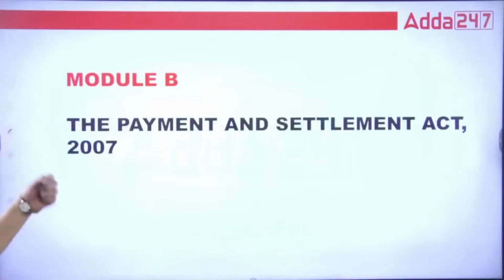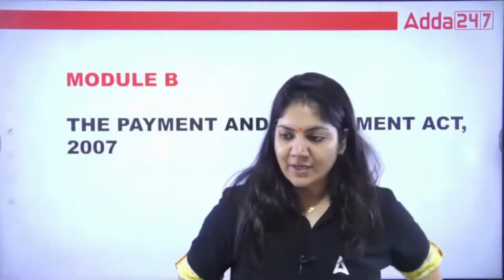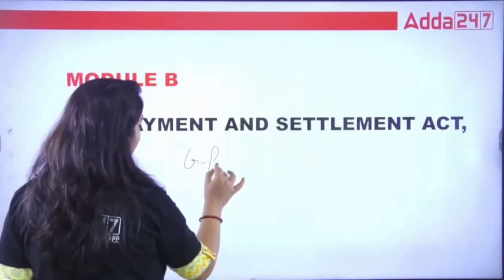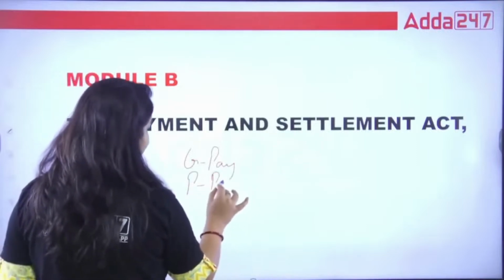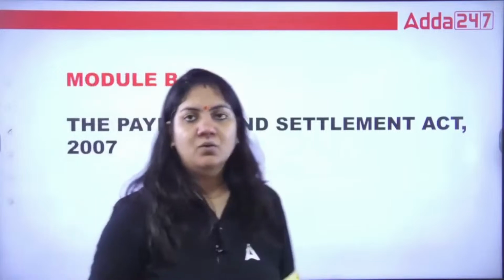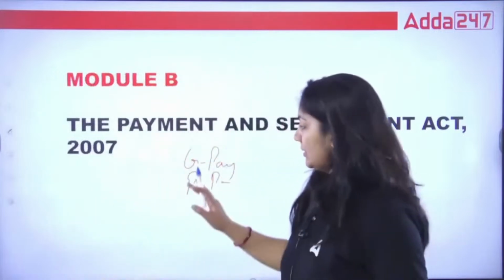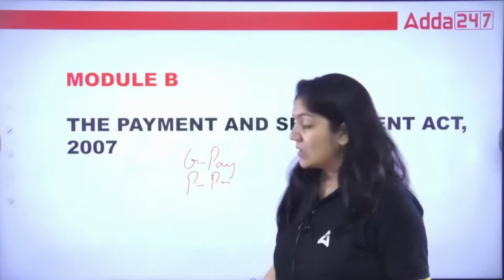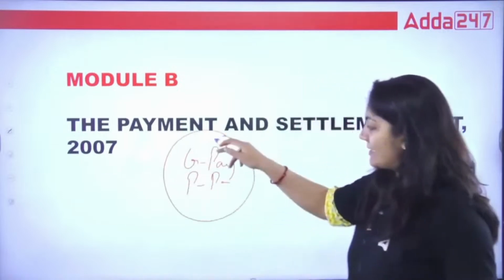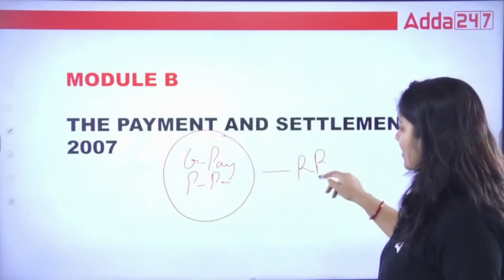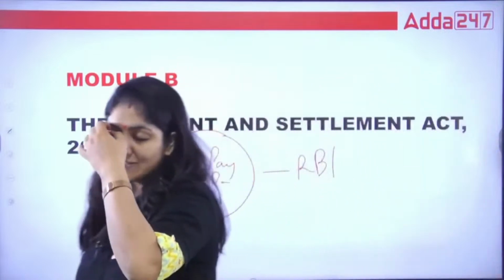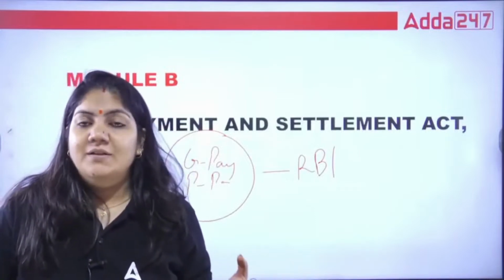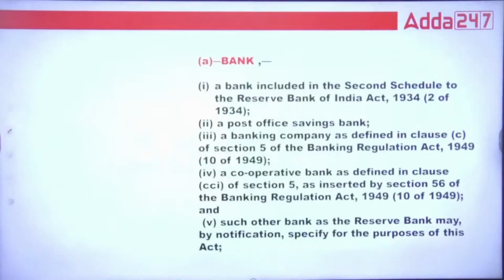Module B, Payment and Settlement Act 2007. What exactly is this? Suppose Google Pay, PhonePe and Paytm are there. Right now we all depend on online systems for money transactions, and that is also regulated by the Reserve Bank of India. So in the Payment and Settlement Act, we have to learn how the Reserve Bank of India maintains this and what the other authorities are. Okay, now see, what is a bank?